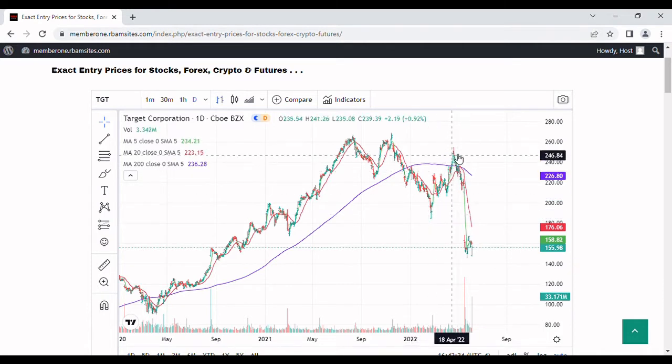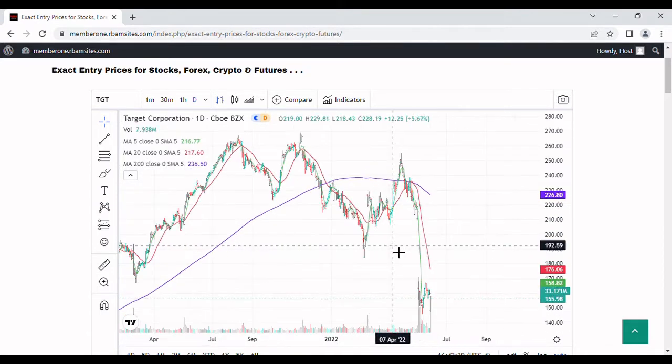Same thing here. They got a little false breakout. Some people thought, oh, it's crossing back over the 200, it's safe to buy it, and you see they get crushed. Now let's move forward to closer to today.